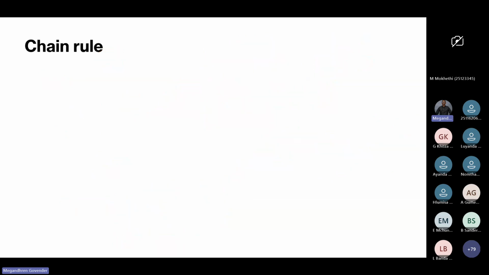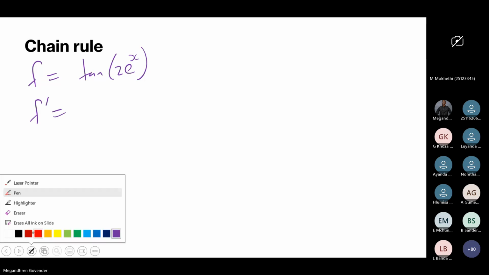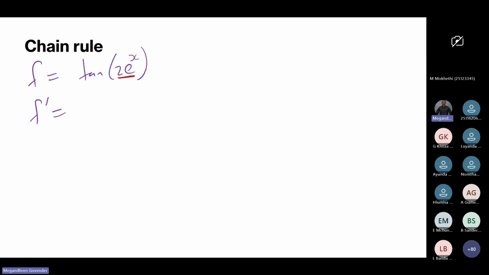Chain rule is beautiful. I've got a function f of x. Now I'm going to say this is tan of 2e to the x. Oh my goodness, this is beautiful. What's the derivative of this one? Anybody? What's the derivative of this function? 2. Starting on the inside. Yes, 2. Yes, e to the x. Brilliant. Then sec squared. You don't need me as a teacher. That's it, 100%.